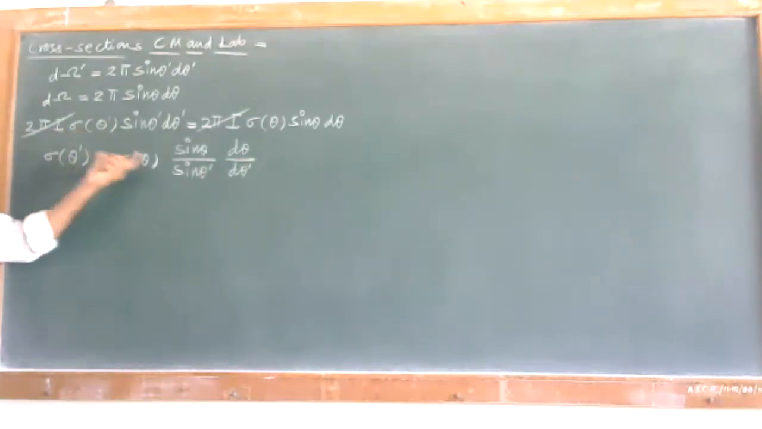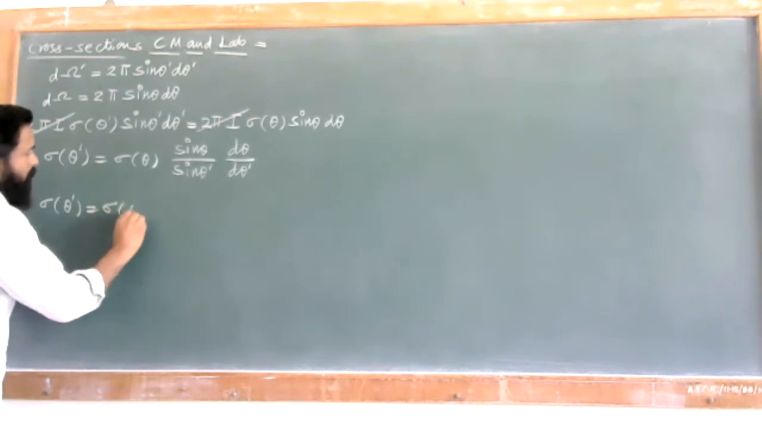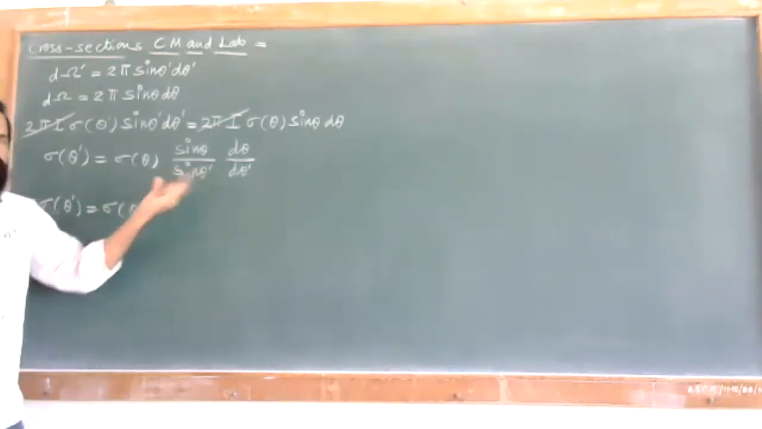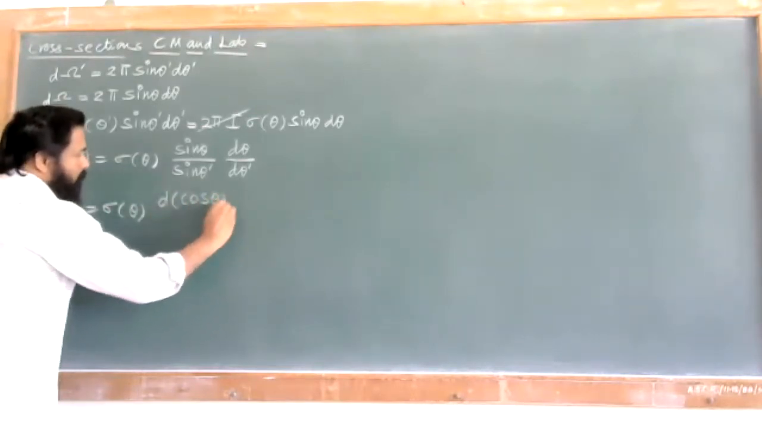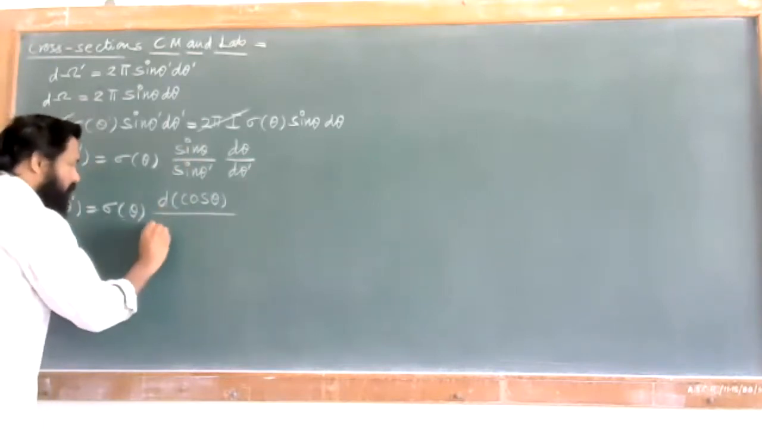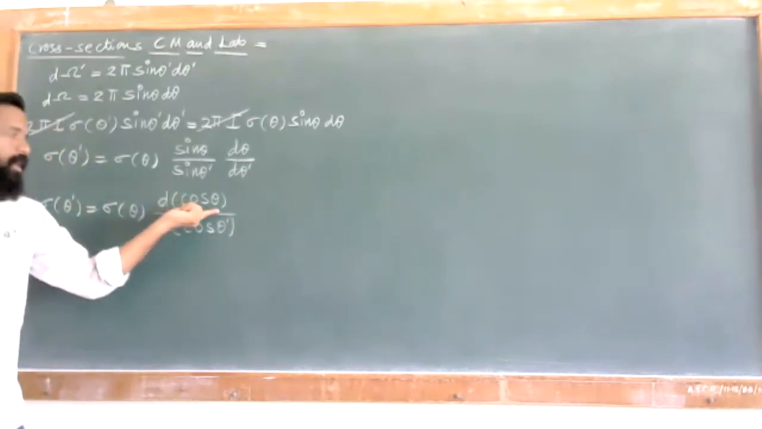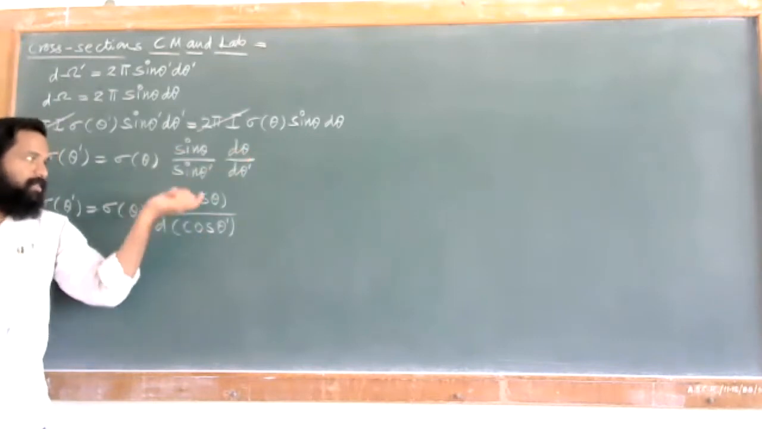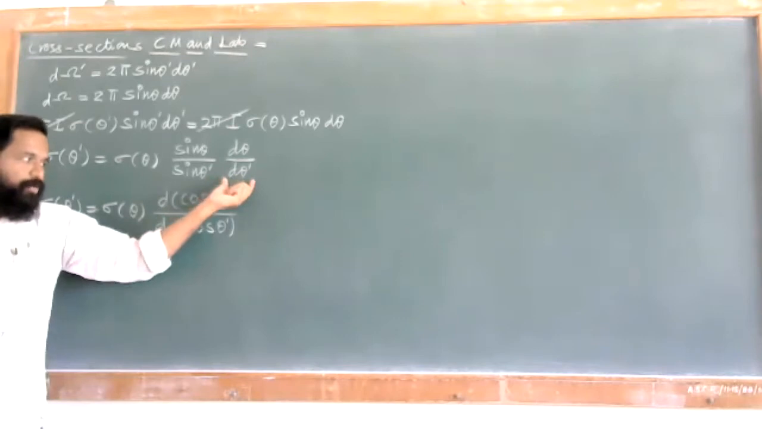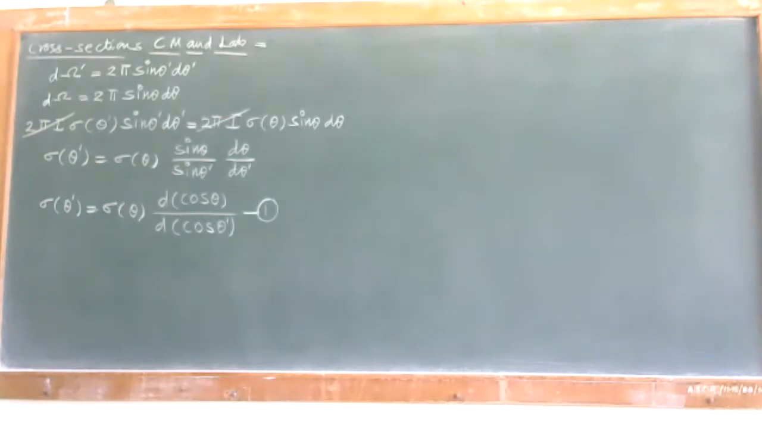Sigma theta dash is equal to these things. Or I can write this as sigma theta dash is equal to sigma theta. Now I can rearrange these terms in terms of a derivative. So I can write the derivative of cos theta divided by the derivative of cos theta dash. What is the derivative of cos theta? The derivative of cos theta is sin theta into d theta. The derivative of cos of theta dash is nothing but sin theta dash into d theta dash. So we have to use this relation. We number it as equation number 1.